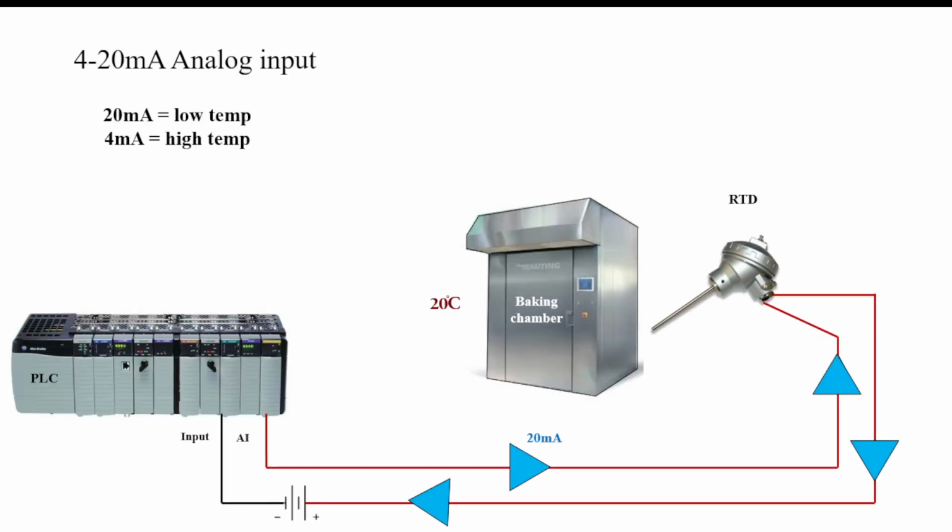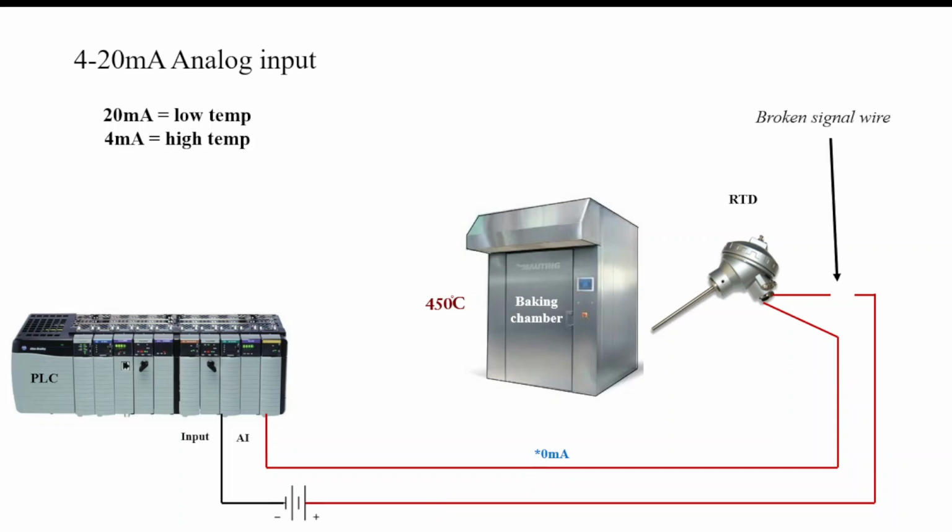Now there's some interesting things that happen, and there are some advantages of using a 4 to 20 over a 0 to 10. And in other cases, there's advantages to 0 to 10 over 4 to 20 milliamps. In this situation, I have a 4 to 20 milliamp analog input. 20 milliamps is low temp, 4 milliamps is high temp. And so we can see here as the baking chamber increases, we have a value of current that increases.